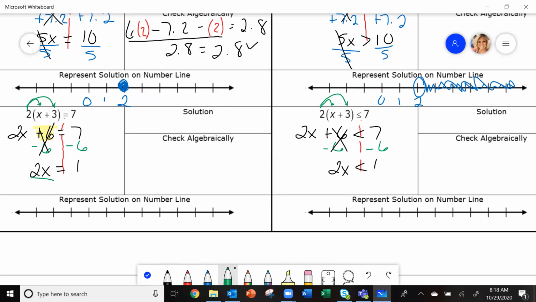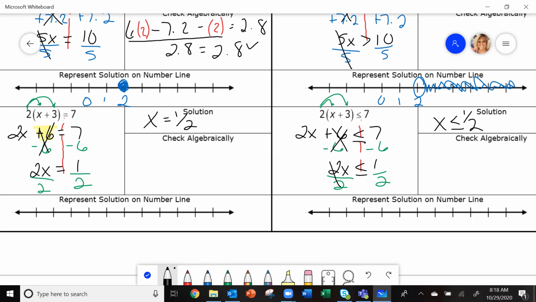Now I divide by 2. That's true on both of them. I get x equals 1/2. The inequality over here, you get x is less than 1/2. Oh, I forgot the equal to. How come y'all didn't tell me? The equal to sign, sorry. There we go.